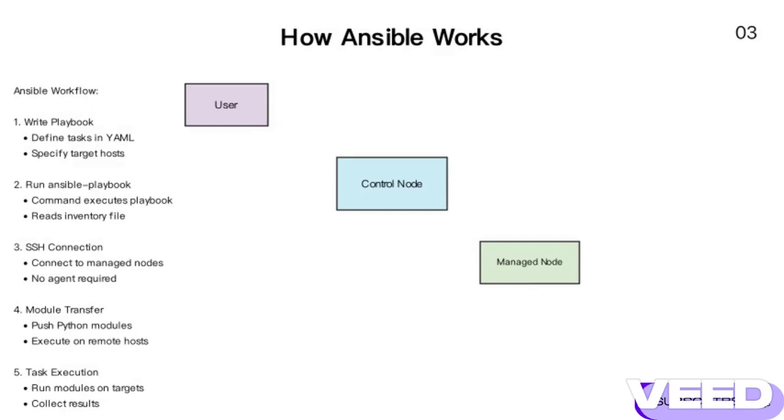Here's how Ansible works step by step. First, you write a playbook that defines what tasks you want to perform. Then, you run the Ansible playbook command, which reads your inventory and connects to the managed nodes via SSH. Ansible transfers the necessary modules to each target system, executes the tasks, and collects the results back to the control node. Here's a simple Ansible playbook example.